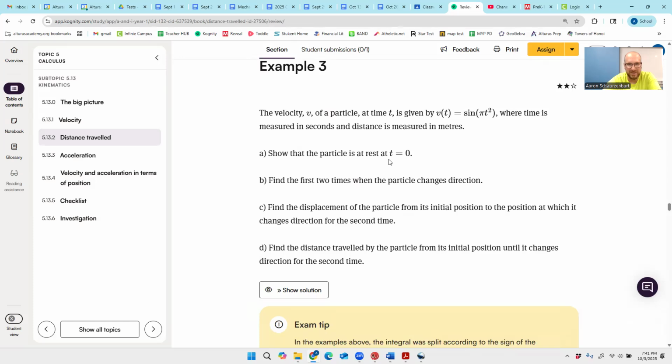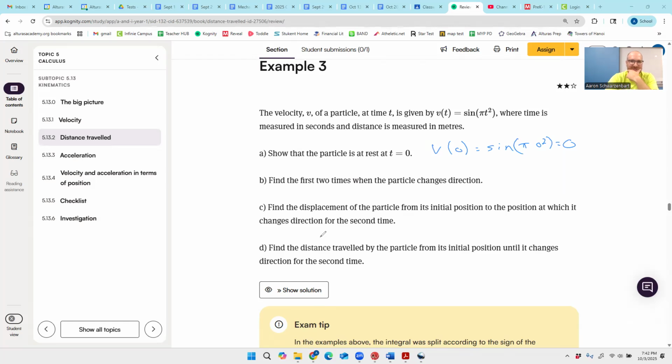Okay, example 3. The velocity v of a particle at time t is given by this, where time is measured in seconds and distance is measured in meters. Okay, slightly easier. Show that it's at rest at t equals 0. Well, again, v of 0, you're going to get the sine of pi times 0. The sine of 0 equals 0. This is me showing it. I guess 0 squared, but who cares? Find the first 2 times when the particle changes direction.